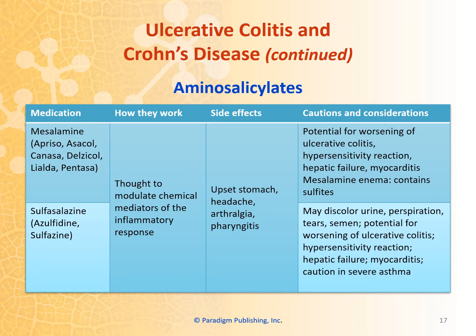Another option is aminosalicylates. Medications such as Asacol, Pentasa, Azulfidine are used very commonly to treat Crohn's and ulcerative colitis. The way they work is they're thought to modulate chemical mediators of the inflammatory response. There are a lot of side effects that come with those, such as upset stomach, headache, pharyngitis.